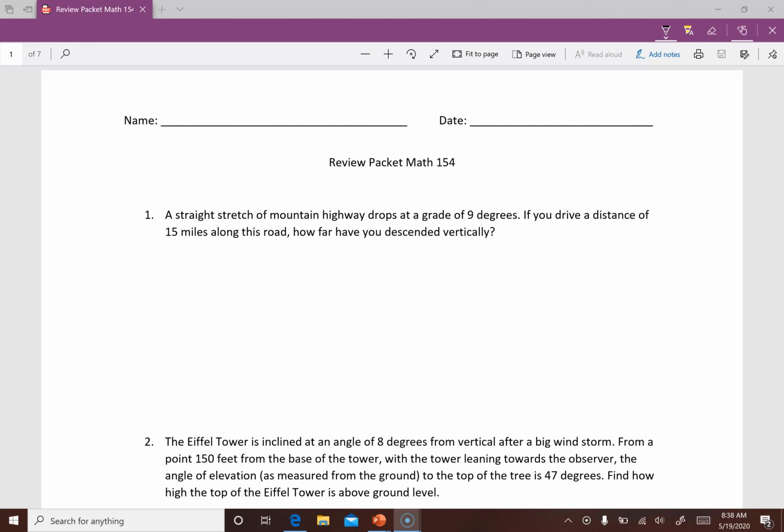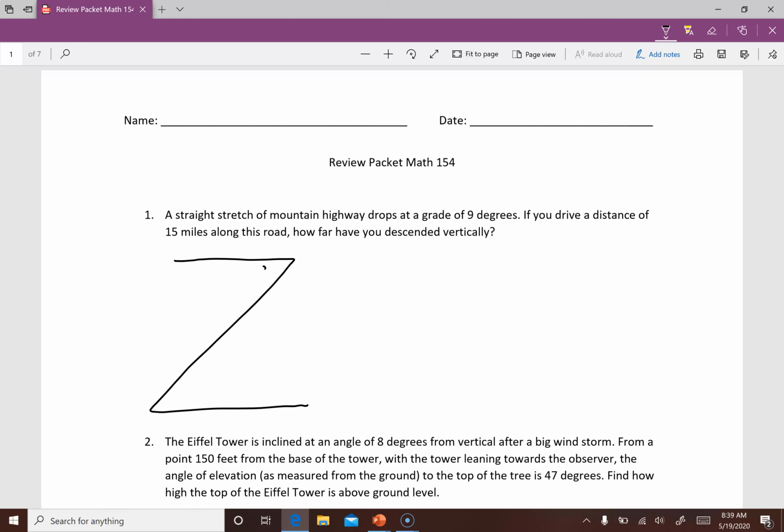Let's get started. A straight stretch of mountain highway drops at a grade of 9 degrees. If you drive a distance of 15 miles along this road, how far have you descended vertically? Well, remember I always told you to draw that Z? That helps me for sure.